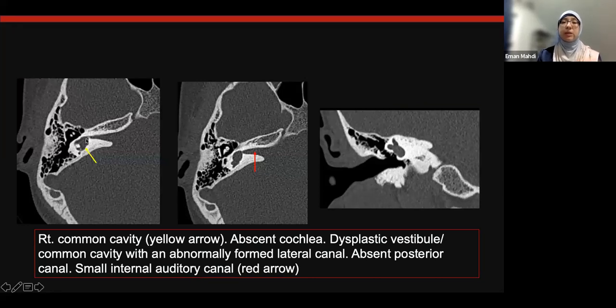It's basically the cochlea is so atretic and abnormal in the way it's connected with the vestibule, but also not just the vestibule, even the semicircular canals are all deformed. So that's a more severe form of abnormality and malformation of all the inner ear structures.